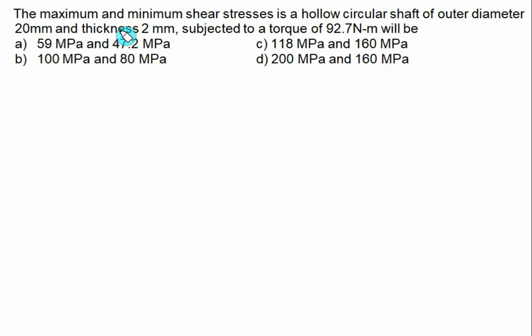The maximum and the minimum shear stress in a hollow circular shaft of outer diameter 20 and thickness 2 mm, subjected to a torque of 92.7 Newton meter, will be? You have to calculate both maximum and minimum. Maximum will occur at the outer radius, minimum will occur at the inner radius. We have given the outer diameter equal to 20, so minus 2 times the thickness will give you the inner diameter. And we have given a torque. So using torque, first of all we have to find the value of the maximum shear stress, which will occur on the outer radius.